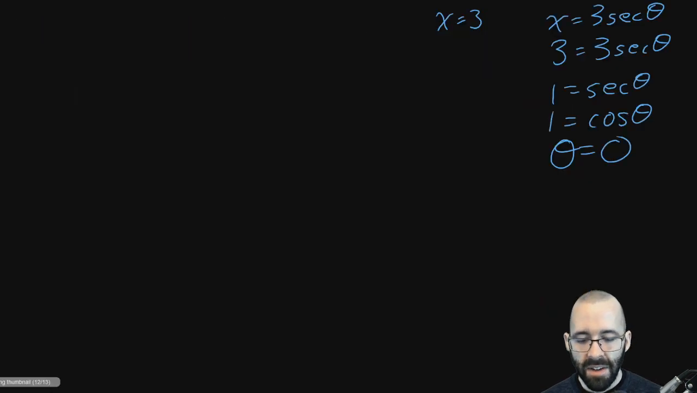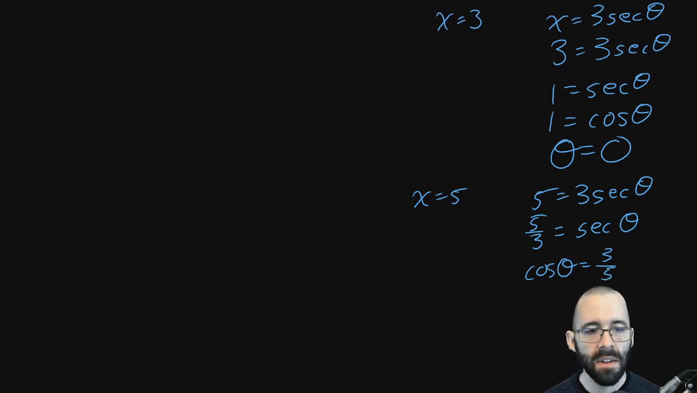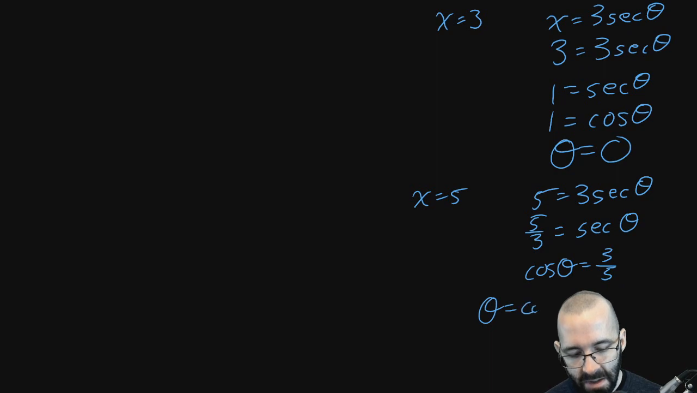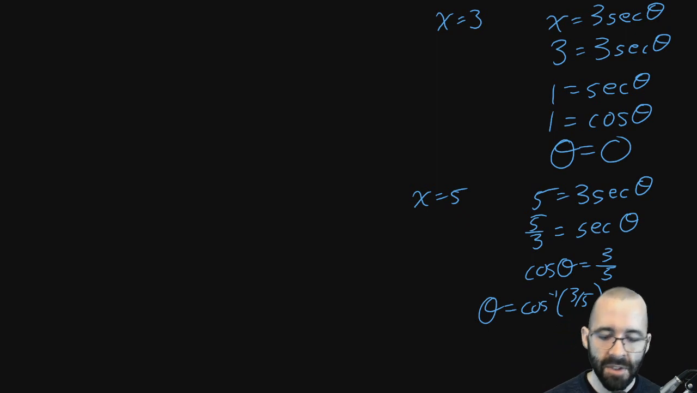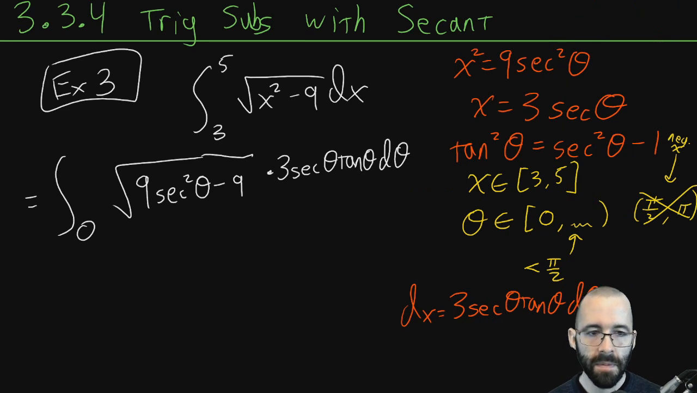We do the same thing for 5. If x is equal to 5, then 5 is equal to 3 secant theta. 5/3 is secant theta. So cosine of theta is 3/5. And we'll use arctan. Or sorry, whoa, arc cosine. Theta will be arc cosine of 3/5. So that's actually what goes right here. And this is less than pi over 2. So that'll be our upper limit.